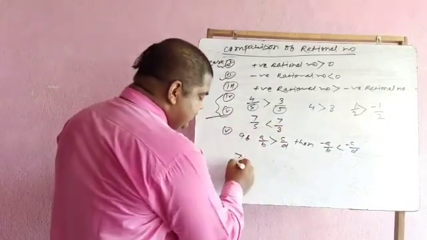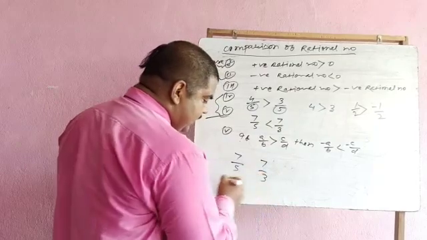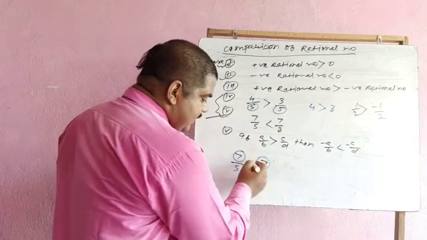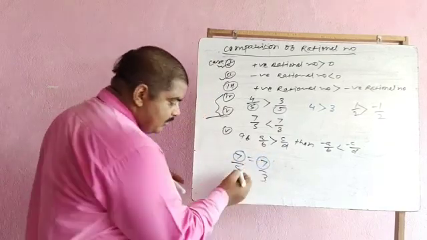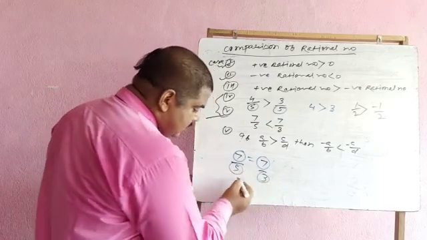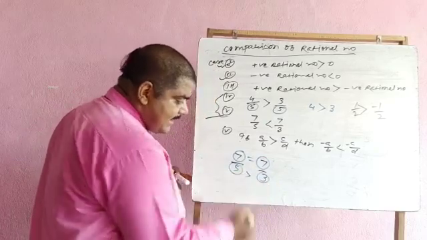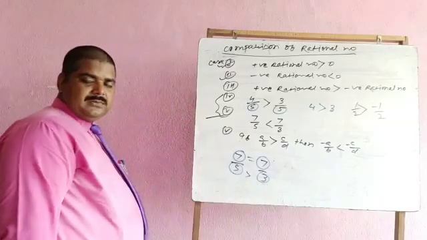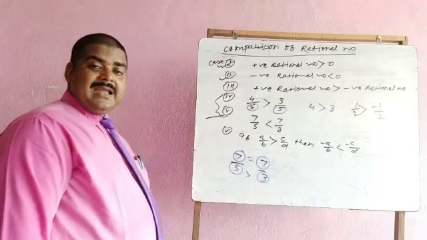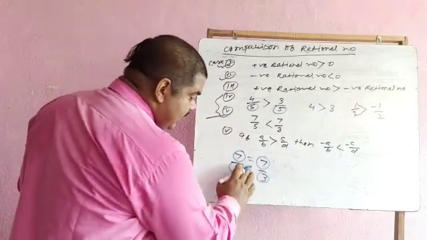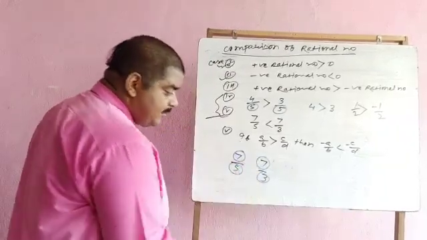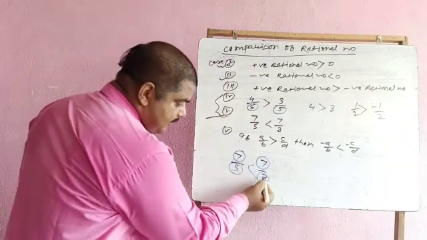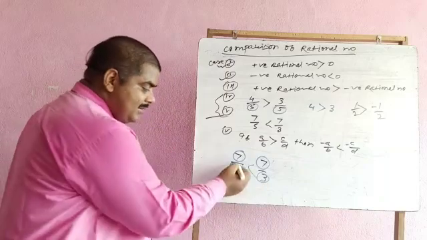In this case, you can see 7 upon 5 and 7 upon 3. The numerators are equal, 7 and 7. Then you have to compare the denominators. Which one is larger? 5 is larger than 3, or you can say that 3 is less than 5. The rational whose denominator is smaller is considered greater. Since 3 is smaller than 5, 7 upon 3 is larger than 7 upon 5.